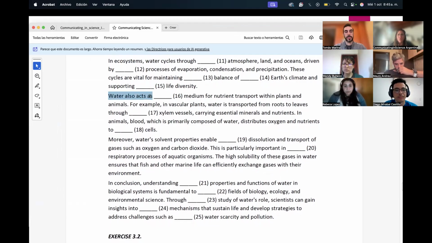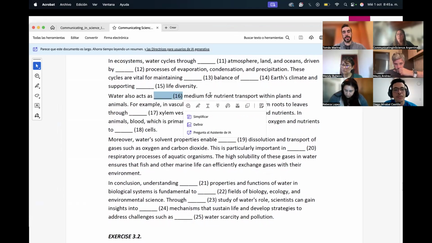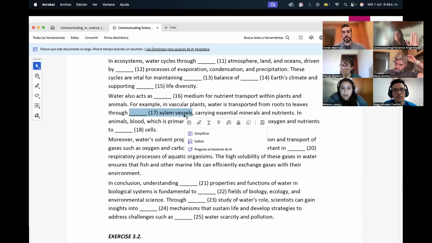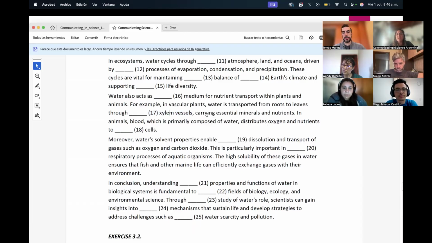So water also acts as a medium. A medium, yes, un medio. It's not the only one, it's just one type of medium. For example, in vascular plants, water is transported from roots to leaves through the xylem vessels, carrying essential minerals and nutrients.